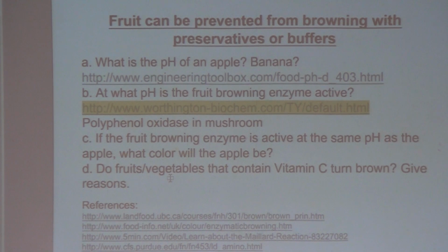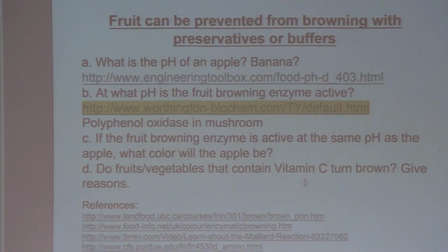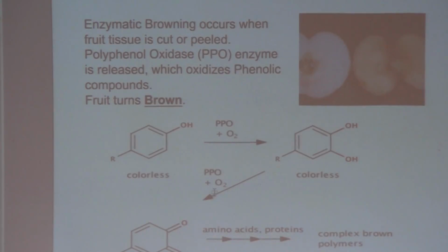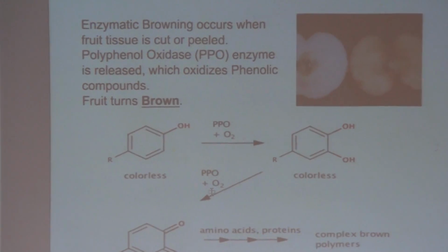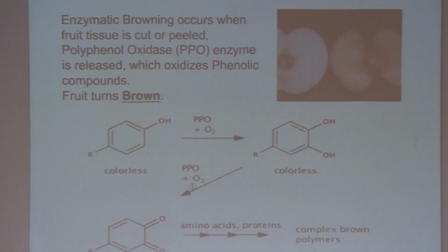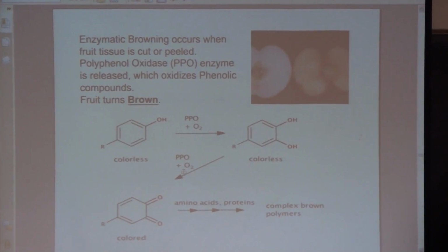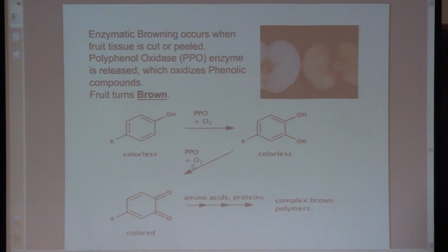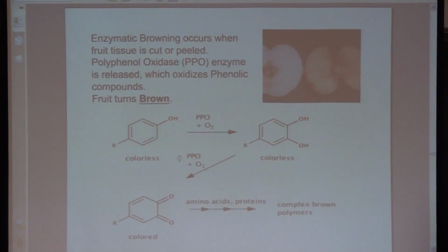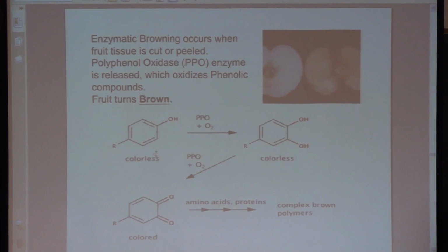Do fruits or vegetables that contain vitamin C turn brown? Now, vitamin C is an antioxidant, and what's happening in this reaction is an oxidation-reduction reaction. So antioxidant means, what does vitamin C do? Yeah, it prevents things. In other words, vitamin C will oxidize something else, rather than oxidizing what could be oxidized.